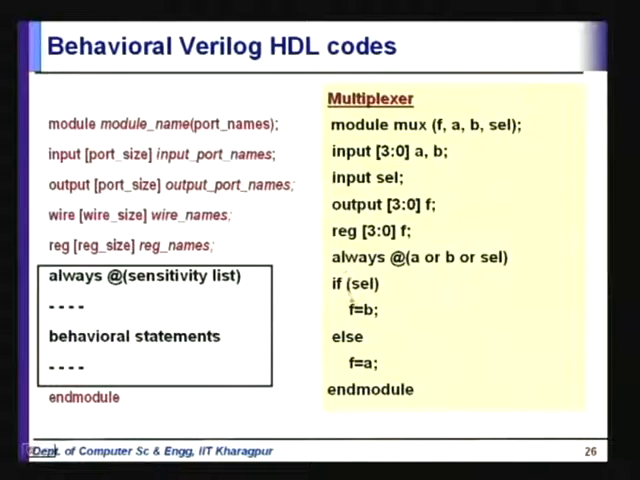So, what do we have inside the always block? It checks if select, then F should be B, otherwise F should be A, okay. So, a simple way of describing what the multiplexer does.